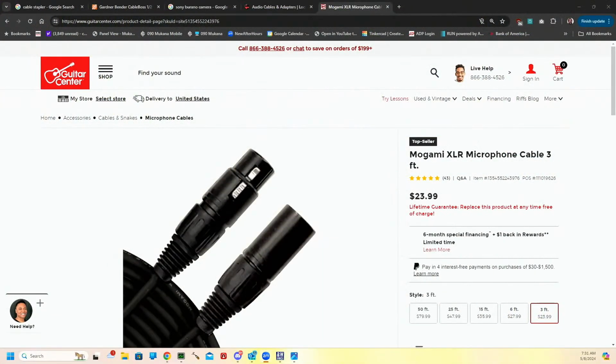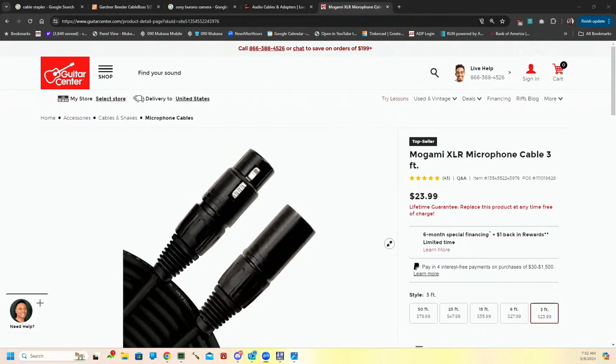Go ahead, Courtney. Yeah, for pre-made microphone cables, probably the easiest choice, especially in LA or most major cities, is Guitar Center, which carries a line of Mogami XLR cables from 3 feet to 50 feet, from $30 to $80, and they do come with a lifetime guarantee.